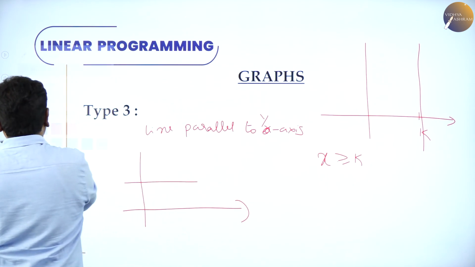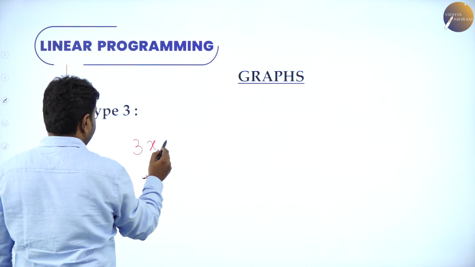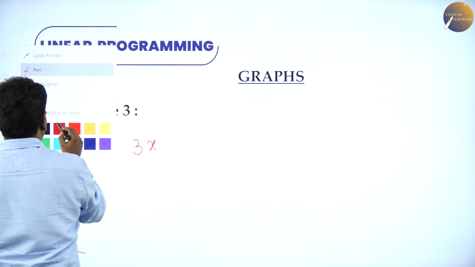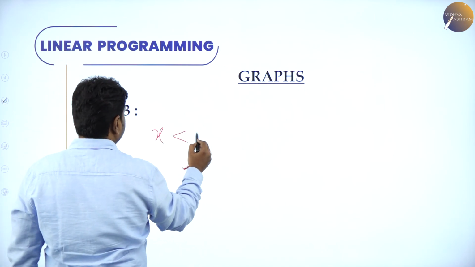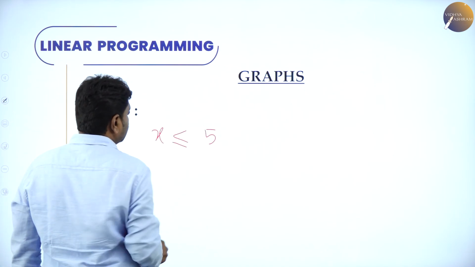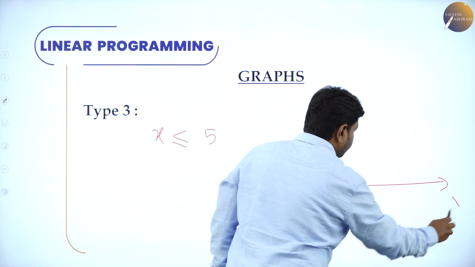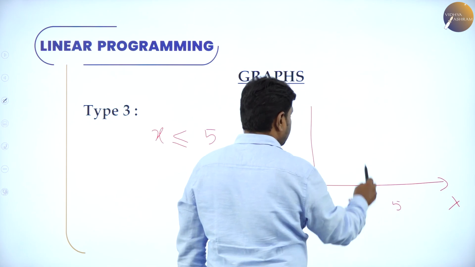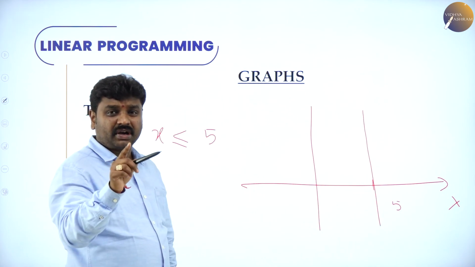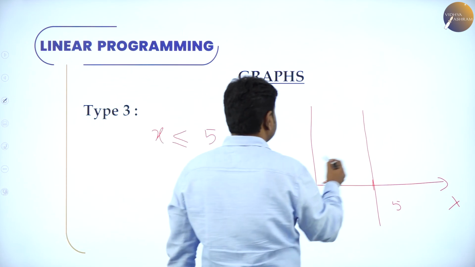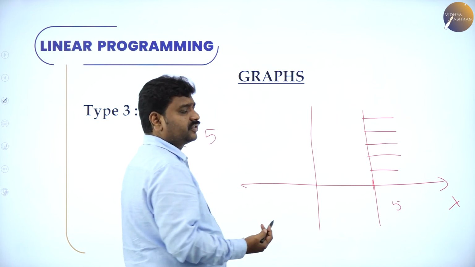Example, I'll take a direct question: x less than or equal to 5, I will give. Means what? On the x-axis, this is the x-axis, at 5, this is 5. Draw a line parallel to what? The y-axis. x is equal to a constant is a line parallel to the y-axis. Greater means shade the right side. Lesser means shade the left side, that's it.